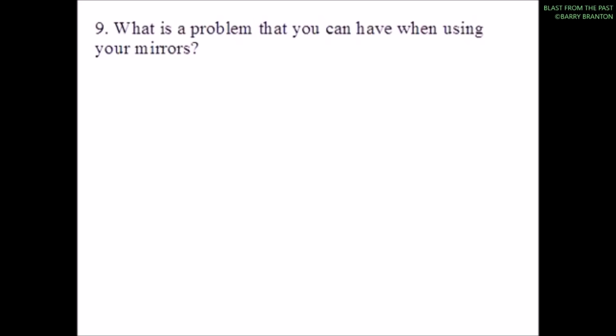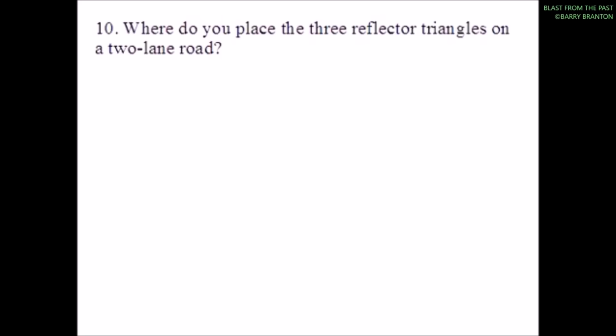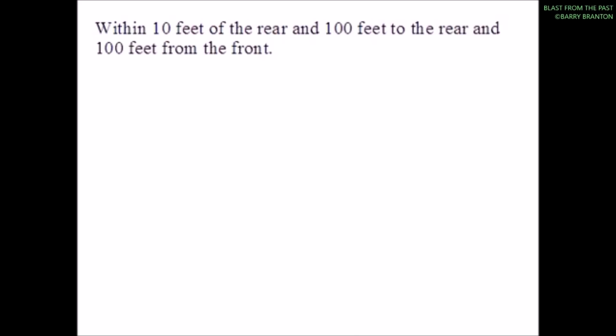9. What is a problem that you can have when using your mirrors? There are blind spots that your mirrors cannot show you. 10. Where do you place the 3 reflector triangles on a 2-lane road? Within 10 feet of the rear, 100 feet to the rear, and 100 feet to the front.